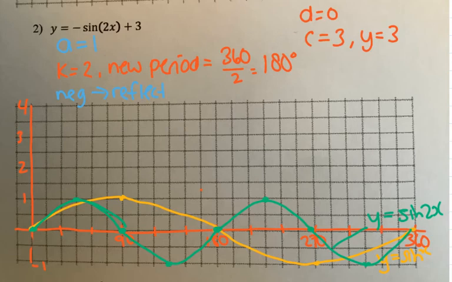All right, the next thing we'll do is the a value. The a value is 1, so there's no change there, but it's -1, so that's a reflection. So each y value will multiply by -1. So 0 stays 0, 1 goes to -1, 0, 0. -1 goes to +1. Basically, we're just flipping it over.